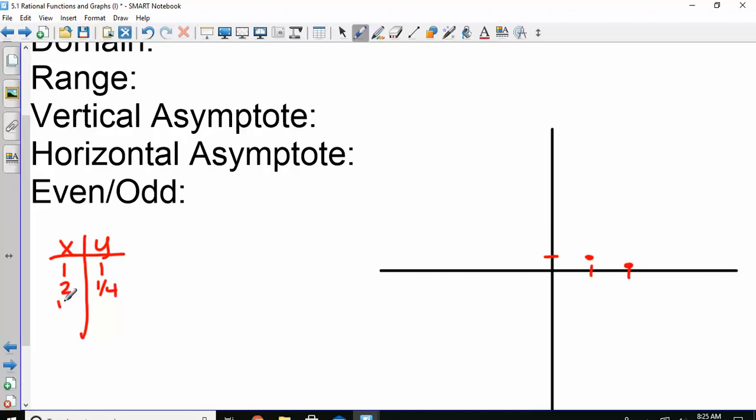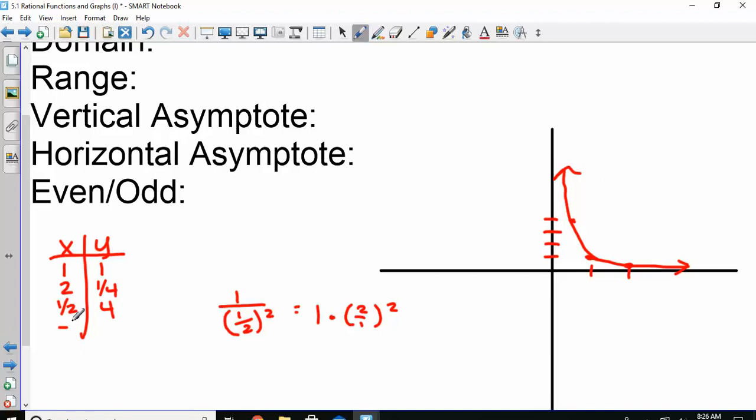Let's say if I put in a half, 1 over 1/2 squared would be 1 times 4, which is 4. So this piece is looking similar to the last one, just a little steeper.